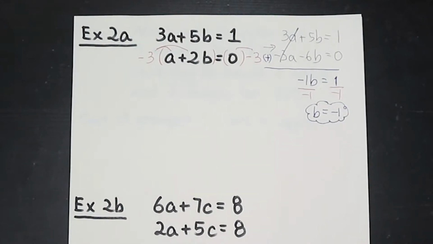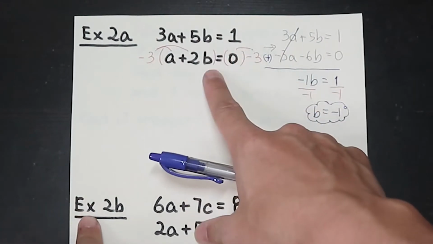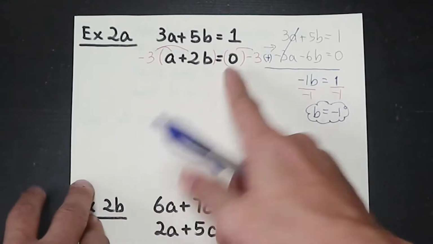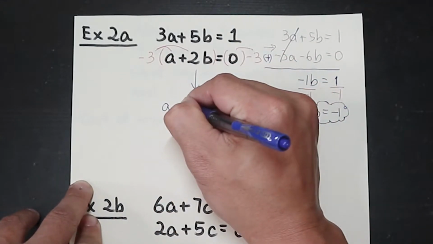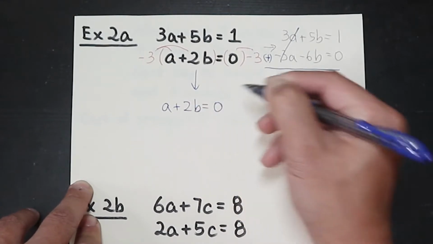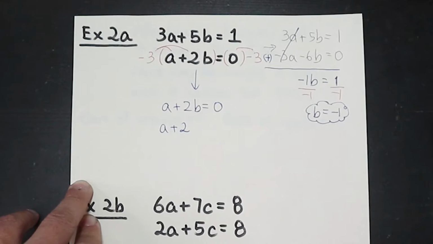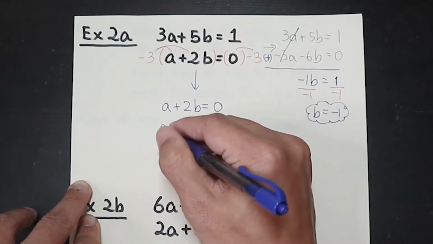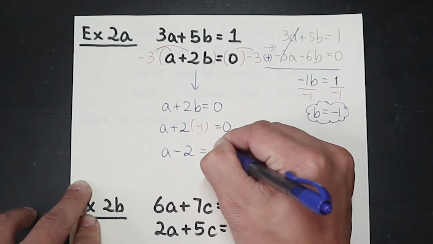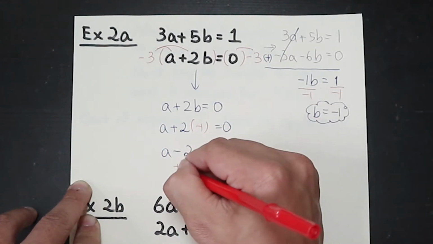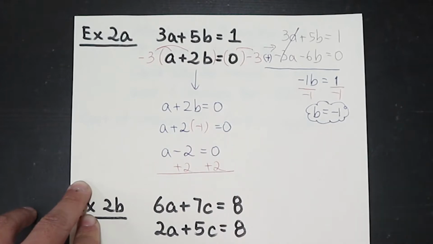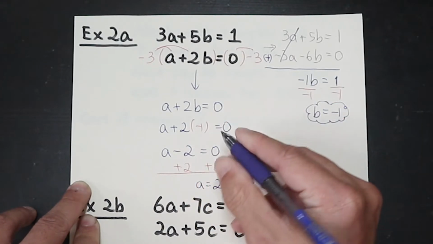And to find the other answer, you simply plug it back into the easier equation, which most likely is going to be the bottom one. So you're going to rewrite this: a plus 2b is equal to 0. You replace the b with -1. So a plus 2 times -1 is equal to 0. Then you have a minus 2 is equal to 0. And then you add 2 on both sides of the equation. So you're going to get a is equal to 2.